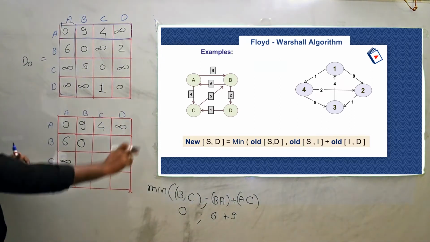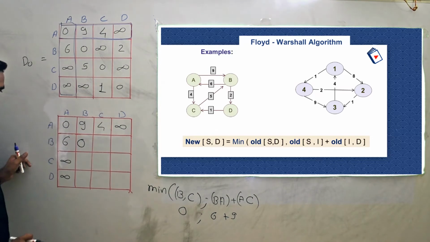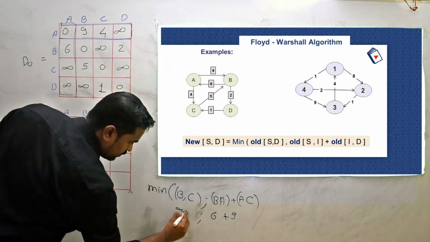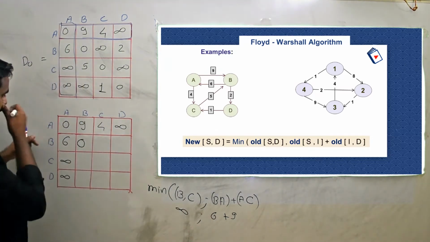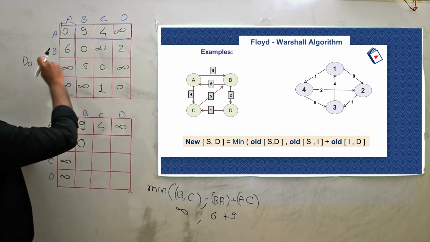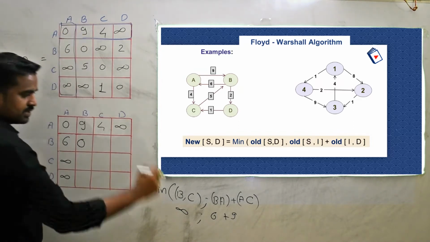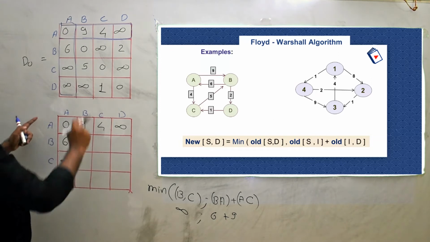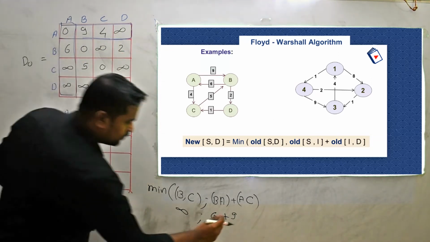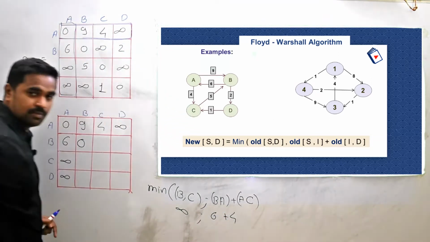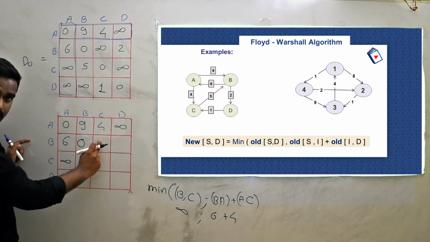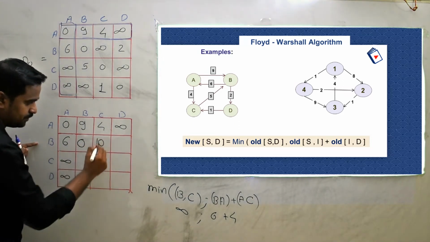First of all, B2C, what is it? B2C is infinity. So the first one is infinity, and then B2A. B2A is 6 and A2C is 4. So 6 plus 4 is nothing but 10. So this distance is updated as 10.